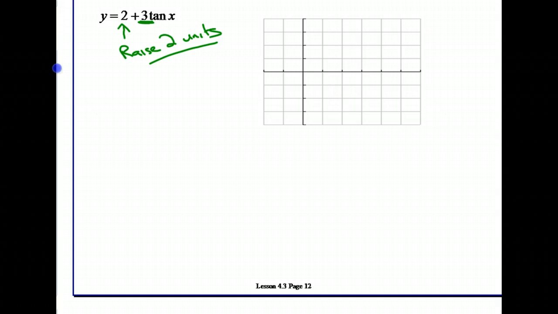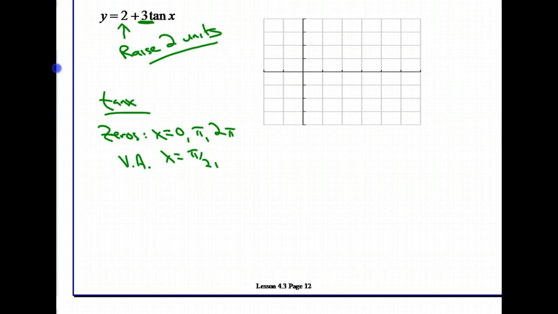All right, so let's think about our regular tangent graph. What are my zeros for a tangent graph? Remember, they're 0, pi, 2 pi. What are the vertical asymptotes? Pi halves, 3 pi halves. So come over here, I start to plot that. I got a 0 here. Sorry, I should label my graph: pi halves, pi, 3 pi halves, 2 pi. I had zeros at 0, pi, and 2 pi.